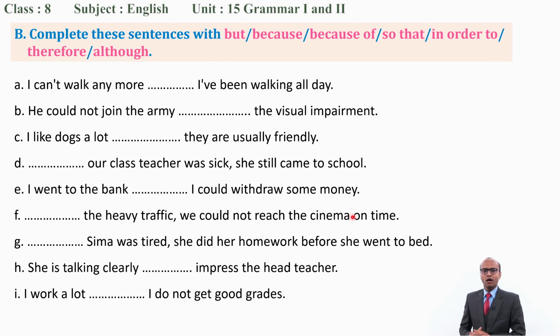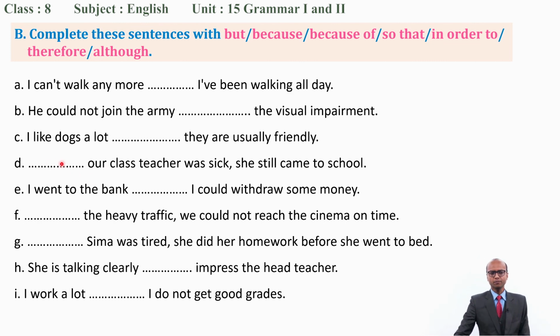A, I can't walk anymore, blank space, I have been walking all day. B, he could not join the army, blank space, the visual impairment. Could you please make a guess of this word? Oh, you know it? Very good. Could you please tell me? Yes, very good. That's wonderful. It is poor eyesight. C, I like dogs a lot, blank space, they are usually friendly. D, blank space at the beginning. So you have to use the first letter capital.